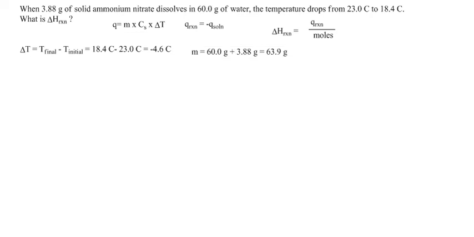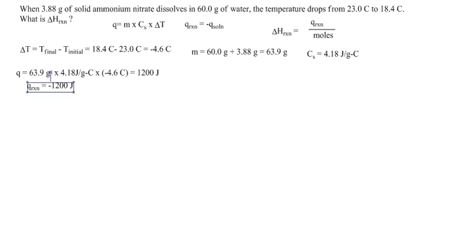And the specific heat of the solution is going to be 4.18 joules per gram degree Celsius. It's essentially the same as pure water. When we do these calculations, we find that the Q for the solution is 1200 joules, but we need to remember that the Q for our reaction is the opposite of that, which gives us a value of minus 1200 joules.